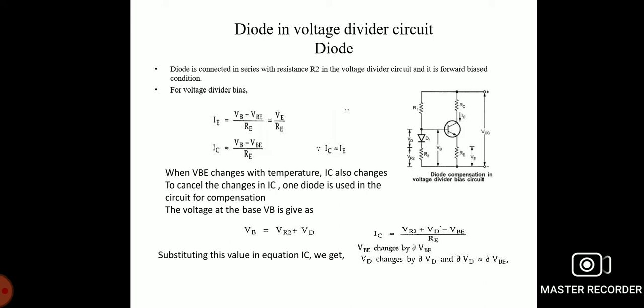When the base-emitter voltage changes with temperature, the output current also changes, to cancel each change in the collector current. One diode is used in the circuit for compensation.